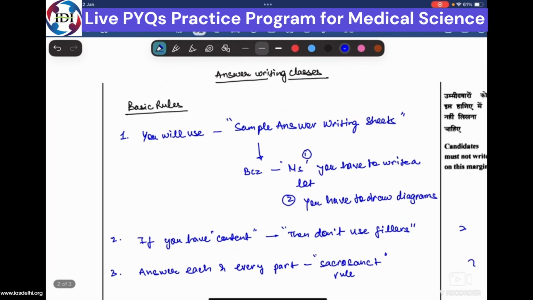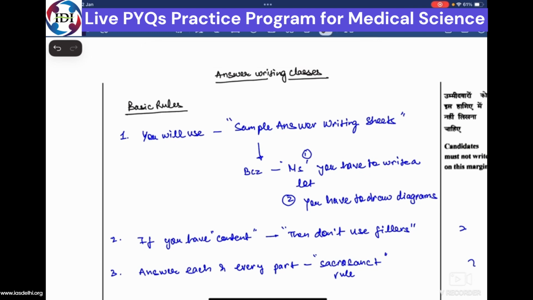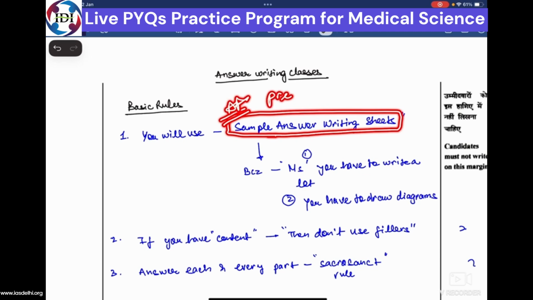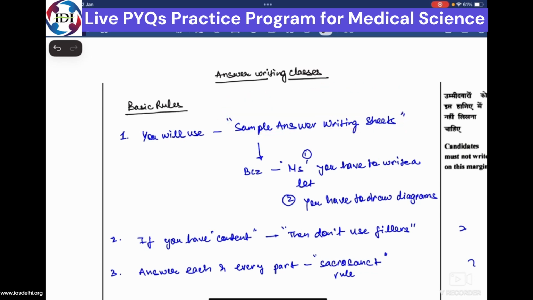Today we are starting with our answer writing classes, and before we start, one thing that you will have to keep in your mind is that whenever you are preparing, you are going to use a sample answer writing sheet. This is going to be the gold standard in your preparation as long as medical science is concerned. Why am I saying it? I'll show it to you later on.